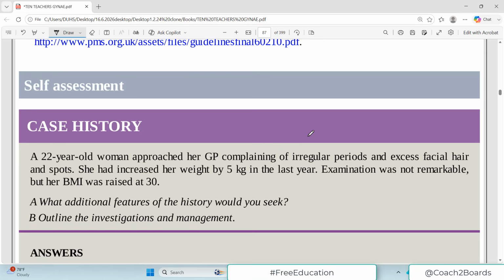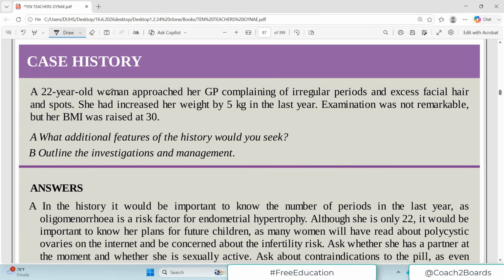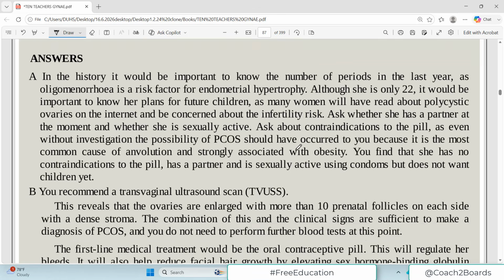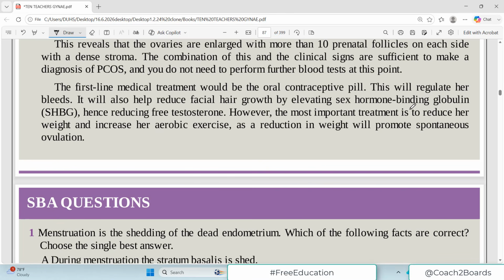Few case histories. A 22-year-old woman approached her GP complaining of irregular periods, excess facial hair. I'm already thinking about PCOS. And some spots. She had increased her weight by 5 kg. Examination was not remarkable. BMI is raised at 30. What additional features would you like to seek? So seek all the features we discussed in PCOS. And the investigations I mentioned, and then the management. So this is a typical case of PCOS. You should rule that out.